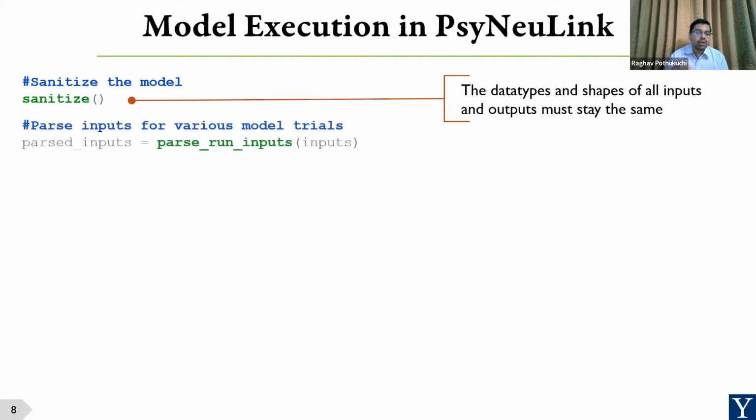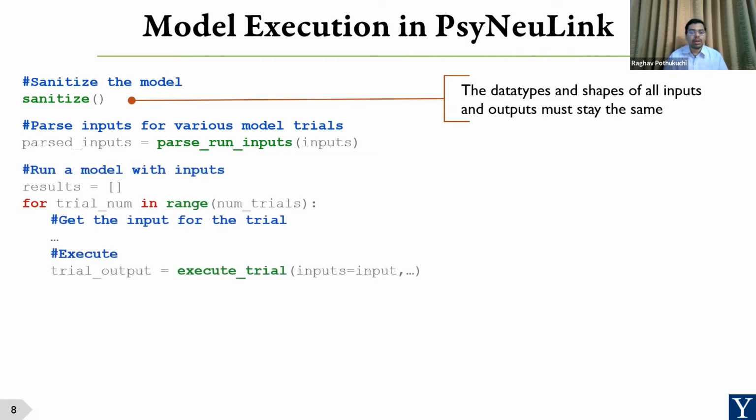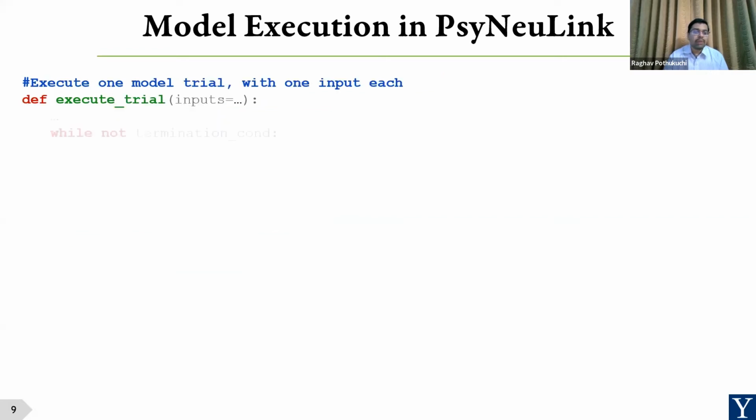Next, the framework parses the various inputs with which the model is to be run. In the predator-prey example, the inputs are the locations of the three entities. So the various inputs are the locations of the three entities at various points in time. Next, the framework runs the model with each of these inputs. The execution of a model with one input is known as a trial, and the number of trials is specified by the user. In the execution of a trial, the framework first checks for termination conditions. In the predator-prey example, this could be the identification of an optimal attention allocation and an optimal direction of movement.